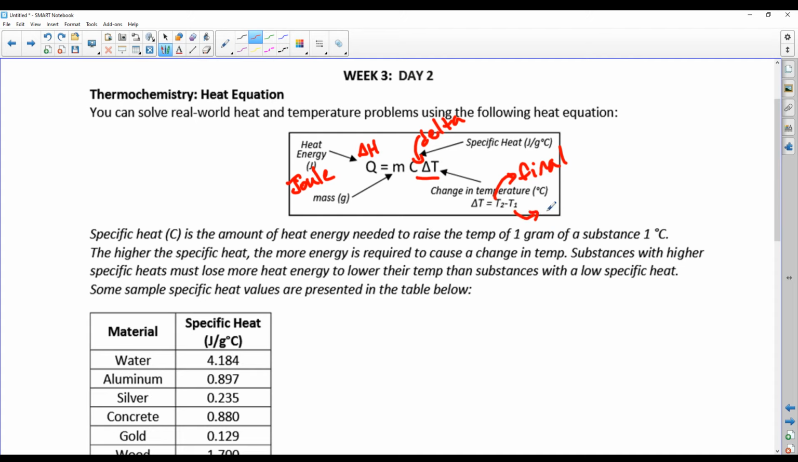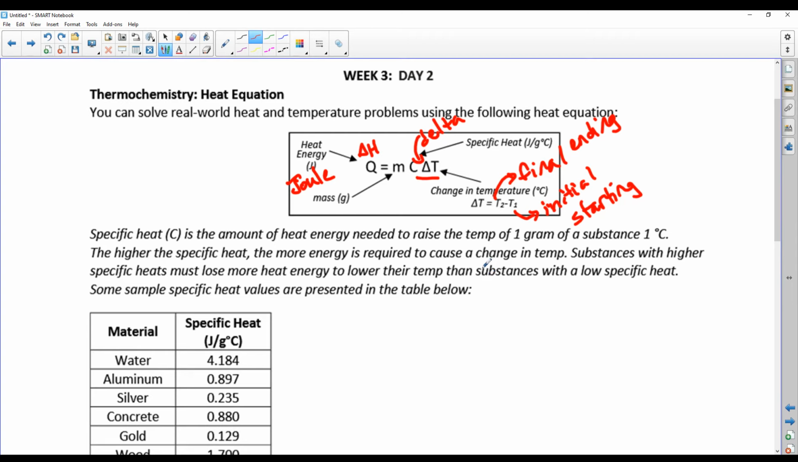Okay, the T1 is your beginning temperature. It's the initial, the starting temperature, and I'm spelling that wrong, so let me correct that real quick. But it's the initial temperature. It's the beginning temperature. Initial or starting temperature. The final temperature is where it ends up, ending temperature. And it always is the final, T2, minus T1.